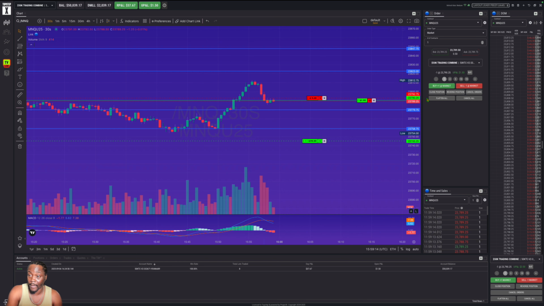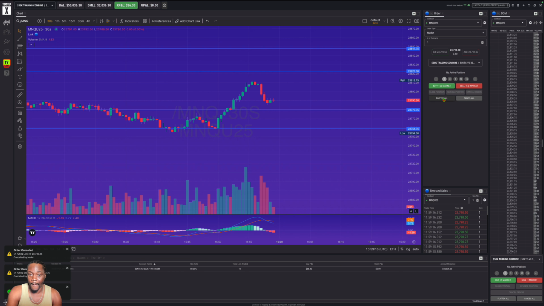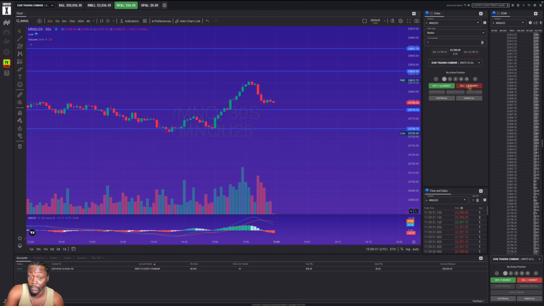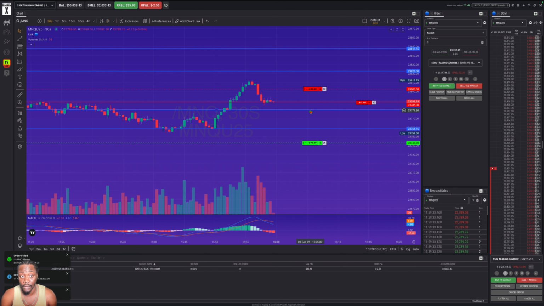I'm up $3. If I want to just get out of this trade, order filled. I press flatten all, but I pressed flatten all at the wrong moment because it wasn't right. You want to give yourself cushion on that flatten all, okay? But you can get out right there where you got in if you felt like you made the wrong decision. I'll show you again.